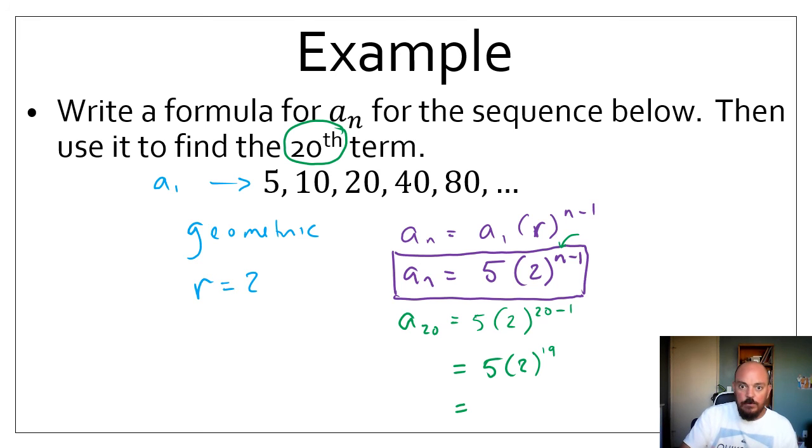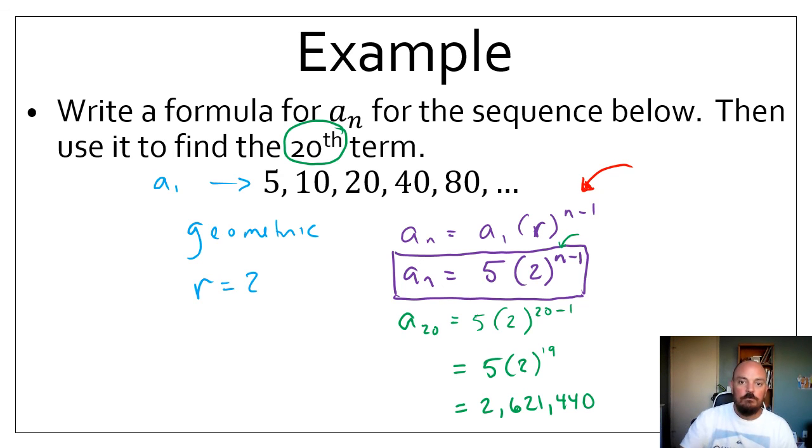All right, what I got for that was a very big number: 2,621,440. Remember, this is like that example I gave you in the very first section of this module, where you earn a penny on the first day, but it doubles each day. Well, we're starting with a 5, and it goes 10, 20, 40, 80. The numbers are getting bigger, but then all of a sudden, on the 20th term, you're in the millions already. You're at 2,621,440.